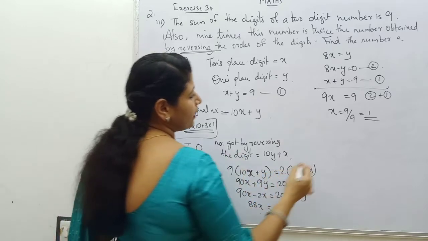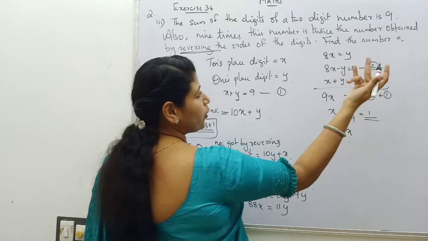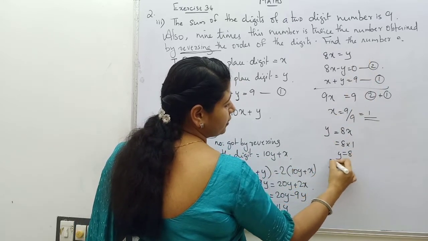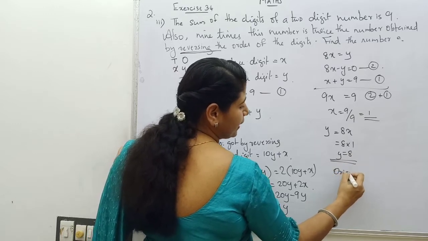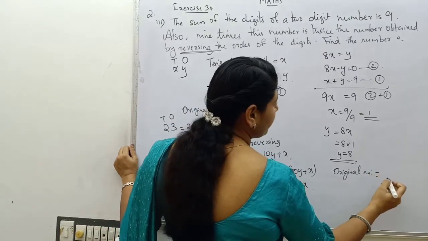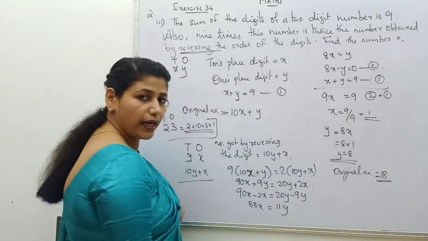Then what about y? We know that y equal to 8x, substituting x as 1. Okay, y equal to 8x means 8 into 1, which is equal to 8. So you will get the answer, the original number as xy, you know. So the number will be 18. Okay.